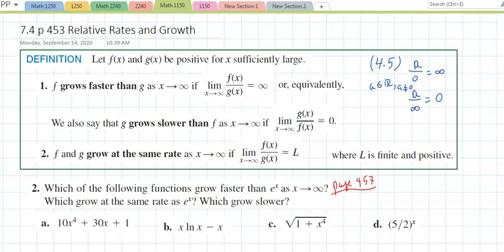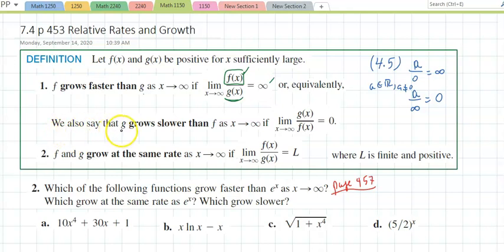Well, let's see how this works. This says if f grows faster than g, if I take the limit as x approaches infinity of the quotient, notice f is at the top, I'll get infinity. And that makes sense. I could use L'Hopital to really prove that.